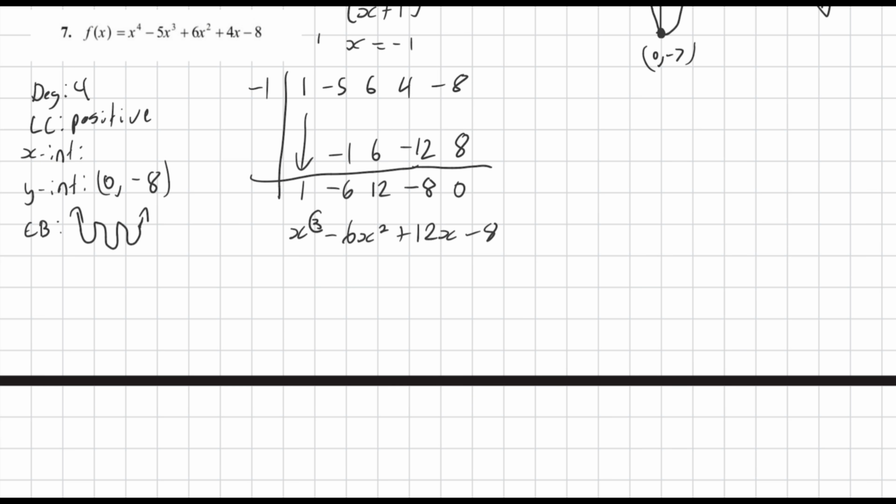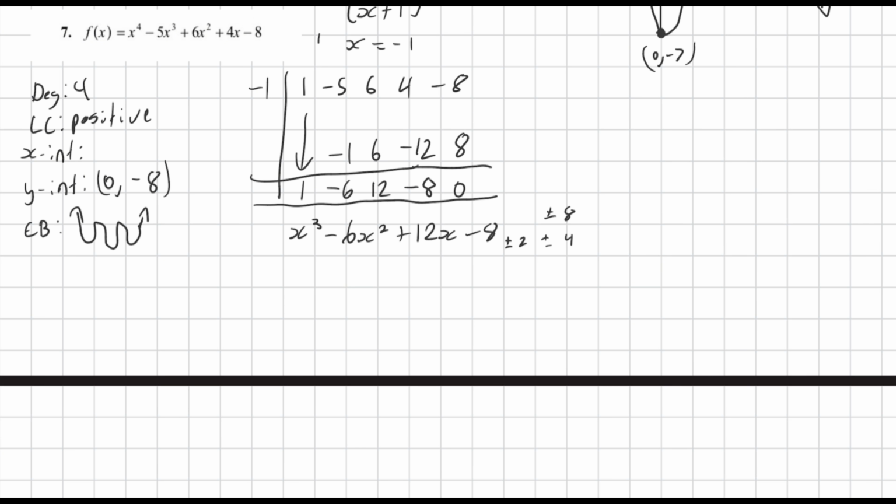You can see that we're still not squared, so we're going to have to do long division or synthetic division again. Okay, let's try positive 1. 1, take away 6, plus 12, take away 8. 1, take away 6 is -5, plus 12 is 7, take away 8. That's not equal to 0. So let's try another one.